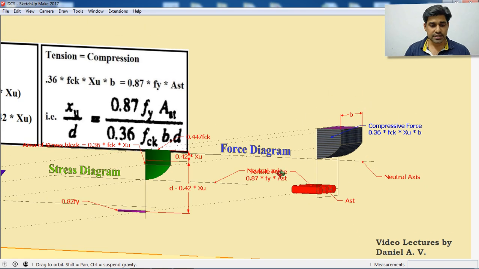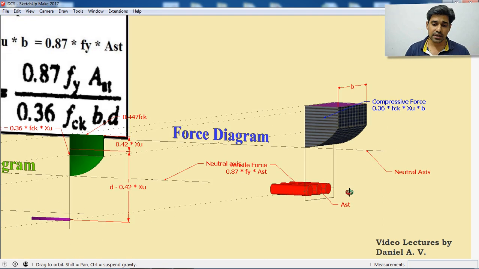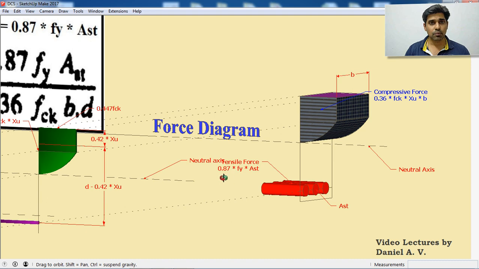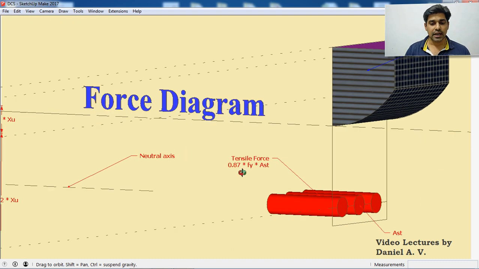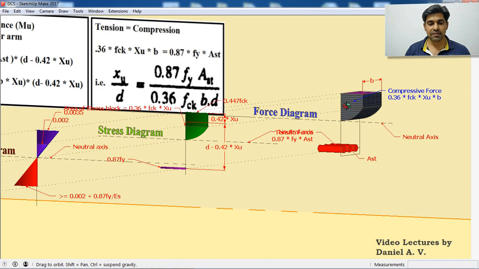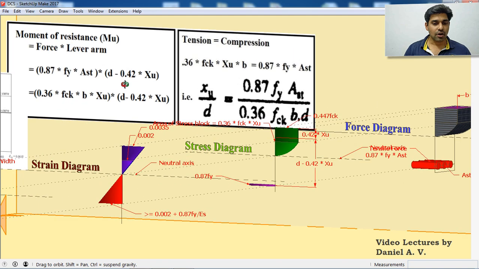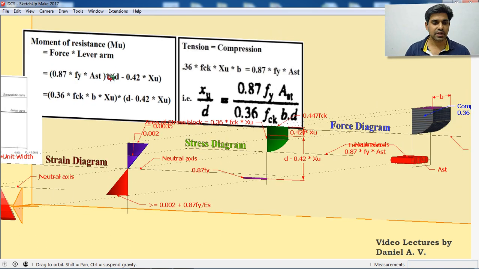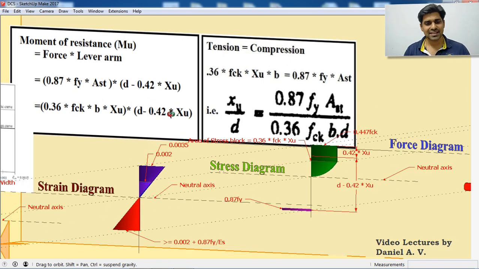Similarly, the stress in steel is 0.87 Fy. If I want to get the tensile force, stress times area. The area of steel is AST. So if I multiply 0.87 Fy with AST, I'll be getting the tensile force. So now I have the tensile force and the compressive force. Once I have that, that's the end of the theoretical background. Now you just need to use some mathematics and will get everything what you want.